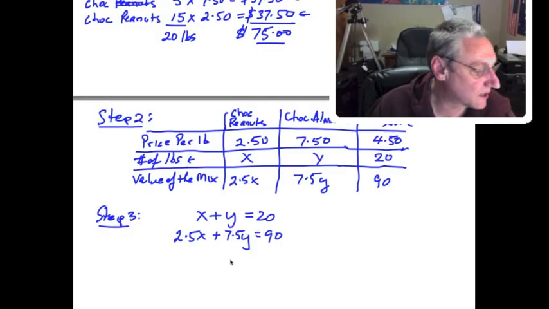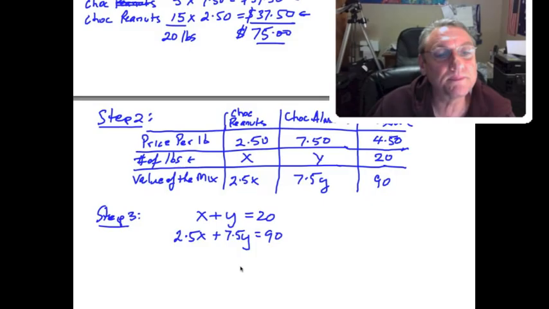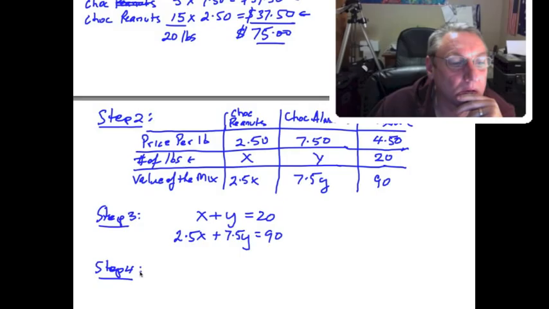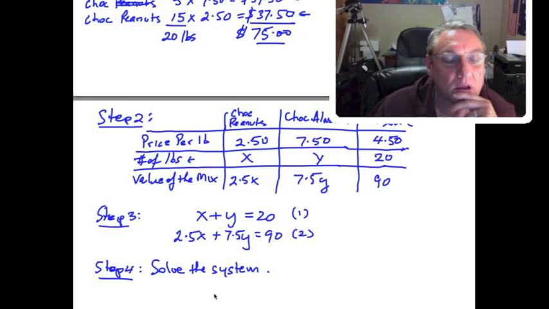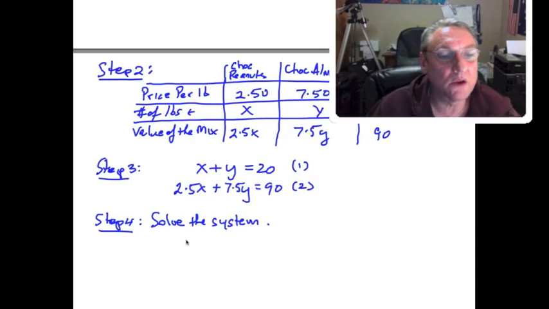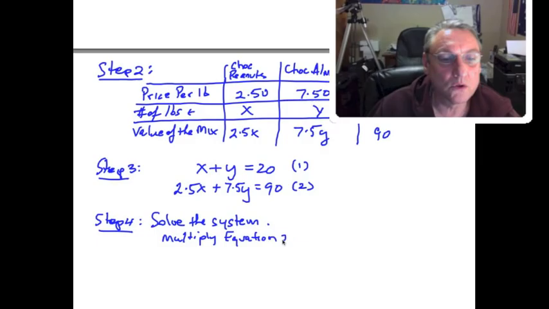Now, our next step must be to go ahead and solve this system of equations. So step four, let's solve the system. Let's call this one number one, and this is number two. Now, the complication is we have decimals. So I'm going to get rid of the decimals first. We're going to multiply equation 2 by 10. So the system becomes X plus Y equals 20, which is our number one, and our new number two now becomes 25x plus 75y must be equal to 900. So that's our new number two.